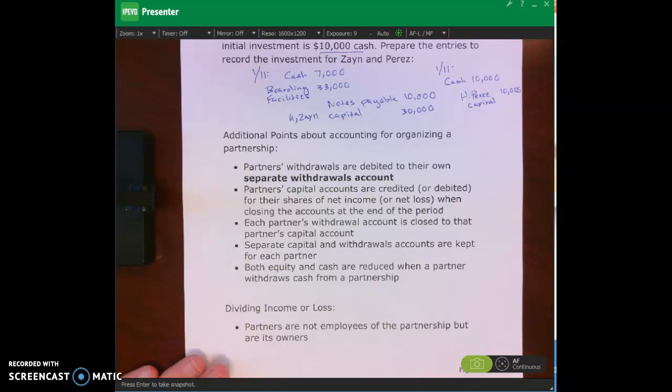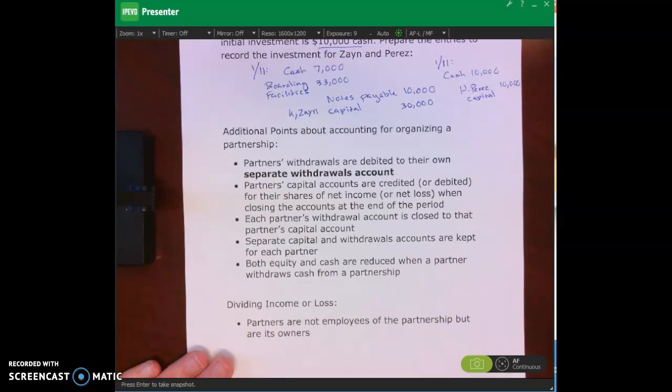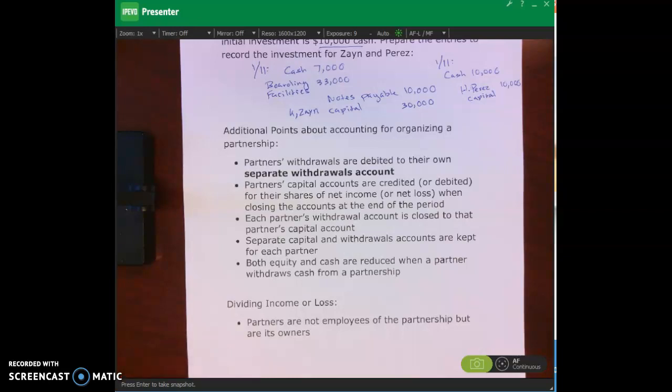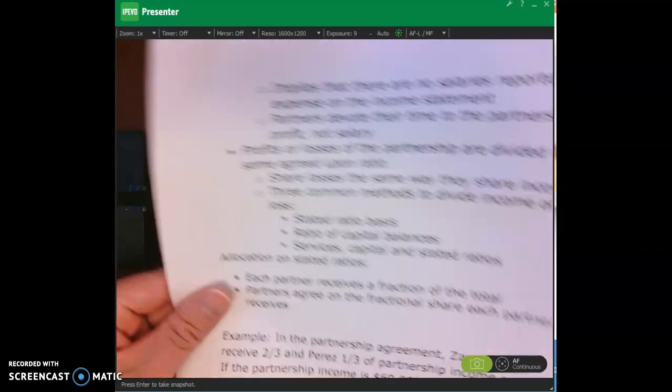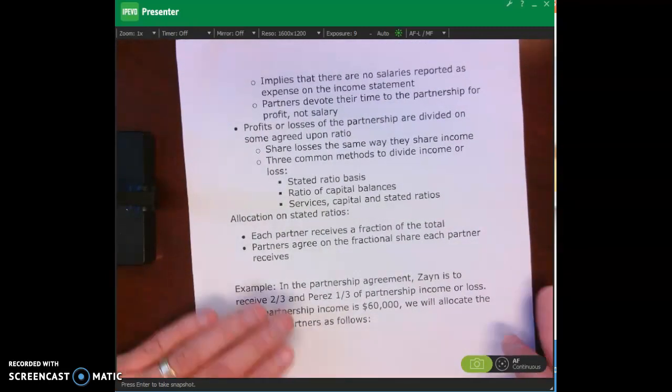Okay. So now let's talk about dividing income and losses. So dividing profits and losses among the partners. That's what we want to talk about now. Okay. So there's a couple different ways that the partnership could do this. And this would be specified in the partnership agreement.